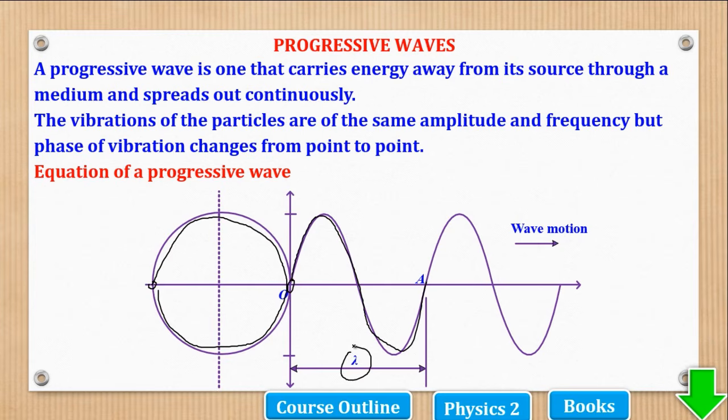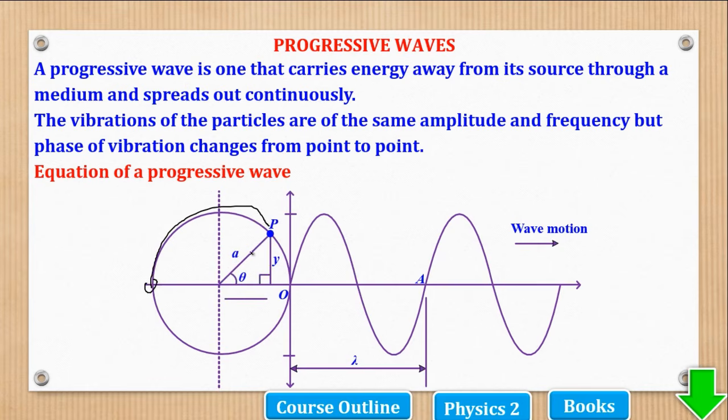That is why we have the wavelength. Wavelength is the distance covered for one complete cycle. If it moves from this point up to here, remember this circle of radius a, but in waves we don't call it radius, we call it amplitude. Then x is the horizontal displacement, and y is the vertical displacement.